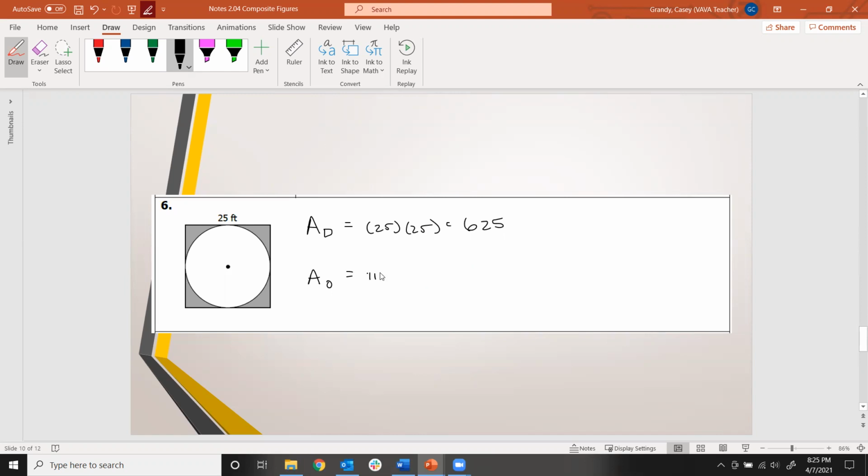So the area of a circle is pi r squared. If this is 25, that means the diameter is 25. That means the radius is 12.5. So the area of the circle will be pi times 12.5 squared, which is about 490.87. So the area of that shaded part is going to be the area of the square minus the area of the circle. So 625 minus 490.87. Go ahead and subtract that and you get 134.13. Our units will be feet squared.